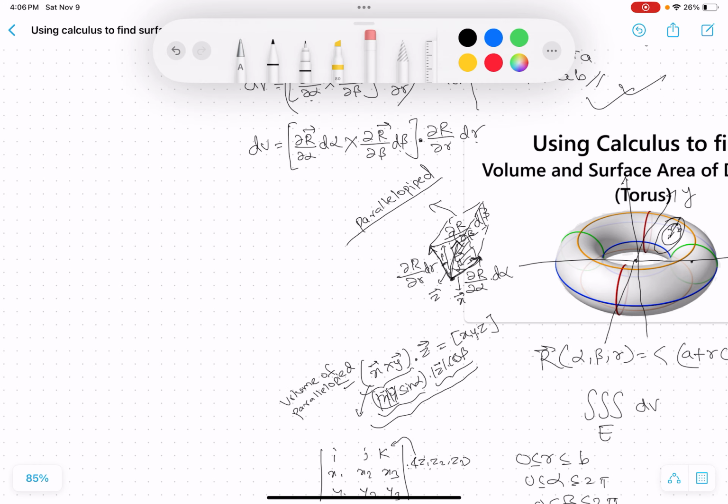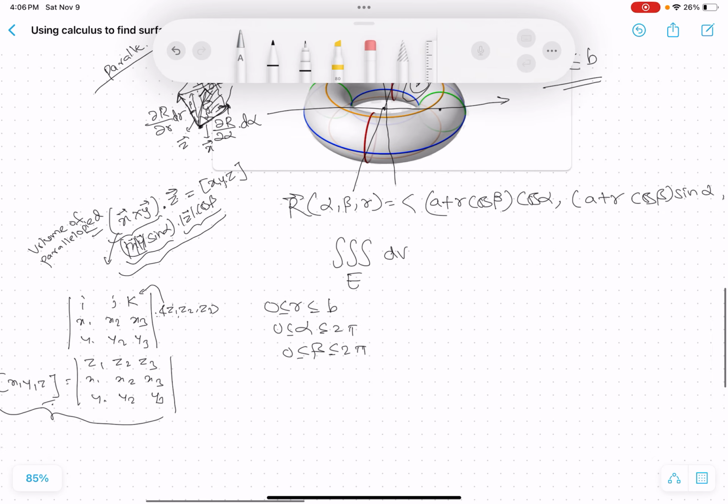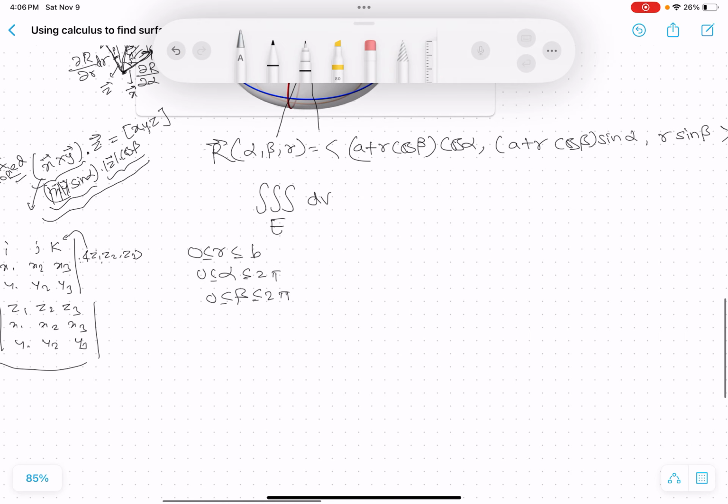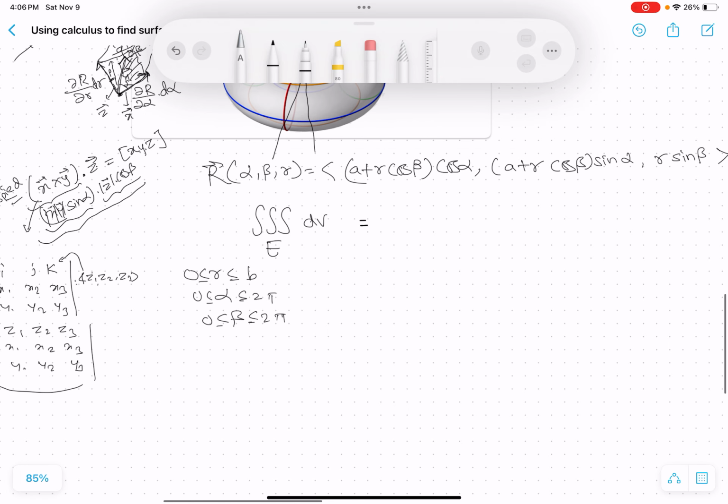Okay, now over here we know that this will just be from 0 to b. Wait, I'm sorry, how do I delete this?